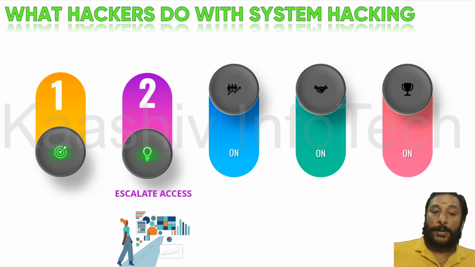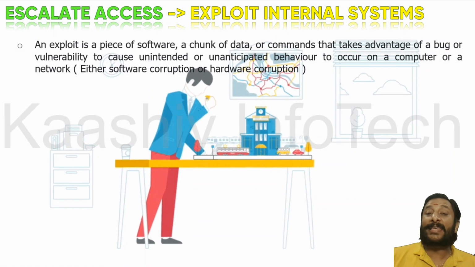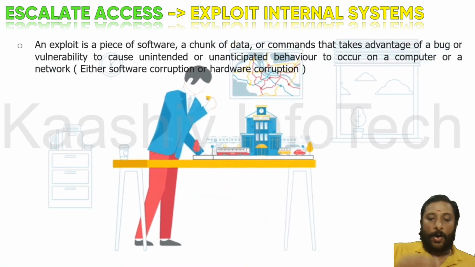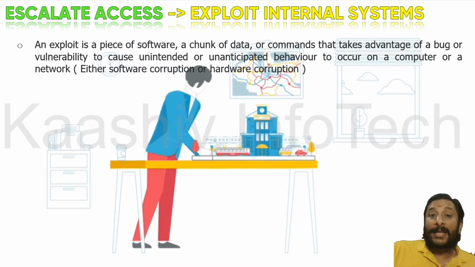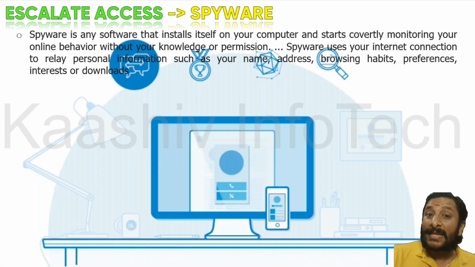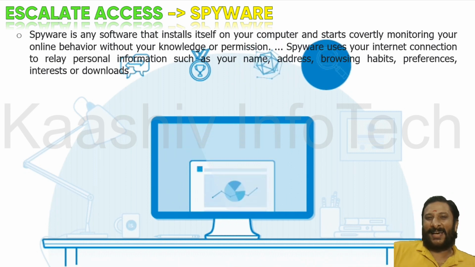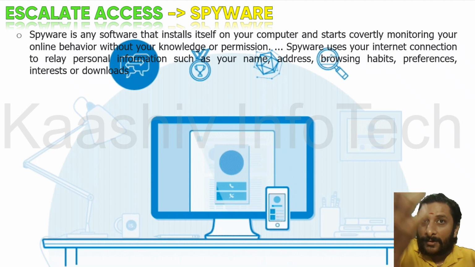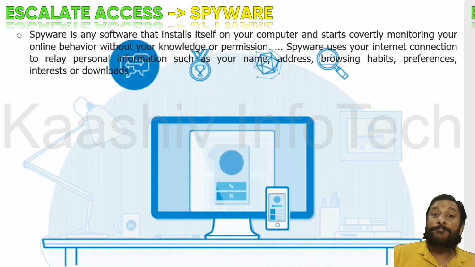So increase the capability. That is called escalating the access. It is done by exploiting the internal systems, trying to put a software or execute a command to increase the capability of the user so that they can corrupt or do whatever they want. The second one is spyware. Putting a software that will spy and tell you what the password is. Without your knowledge, they grab the passwords from the browsers and send them to you. That is called spyware.